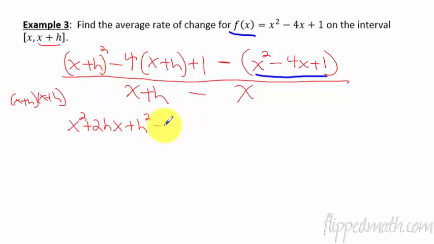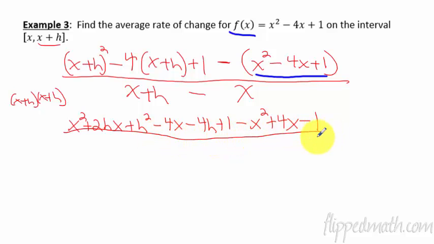And then we're going to distribute the 4. So minus 4x minus 4h plus 1 minus x squared plus 4x minus 1. I took this negative, distribute, all over. Oh man, that's hard to write. Do that straight. And then the x minus x cancel, so you have all over h. All right, let's clean this up a little bit now.